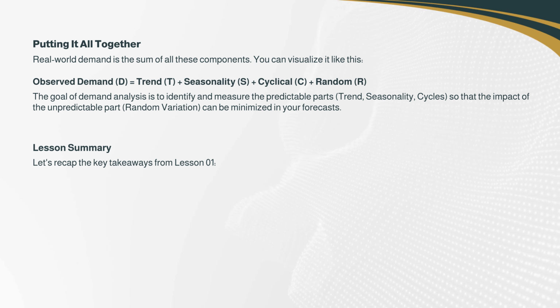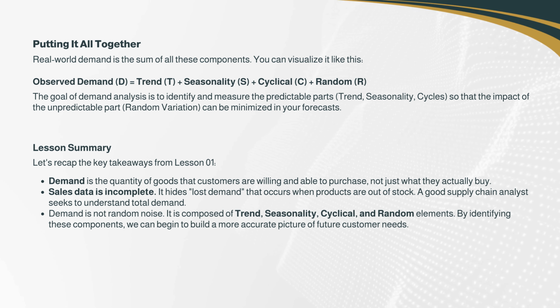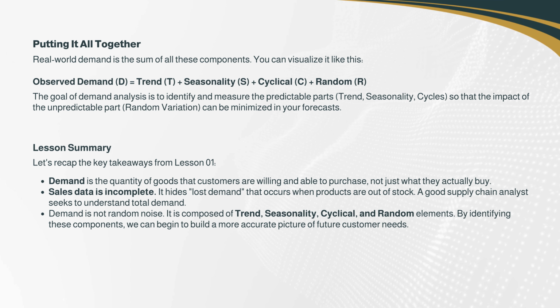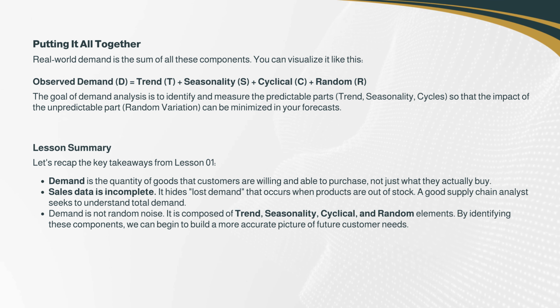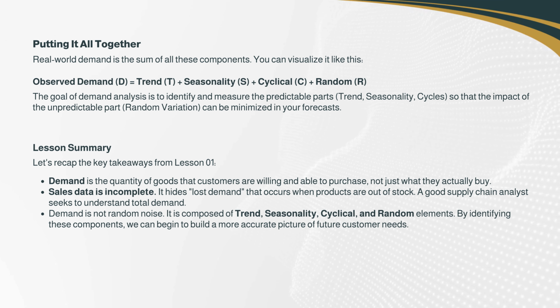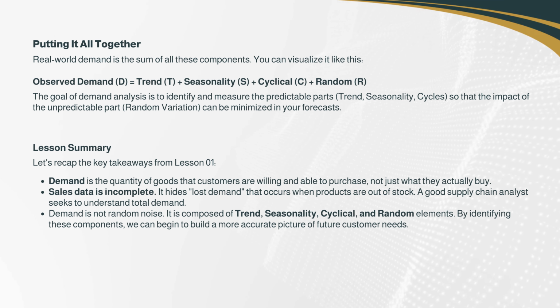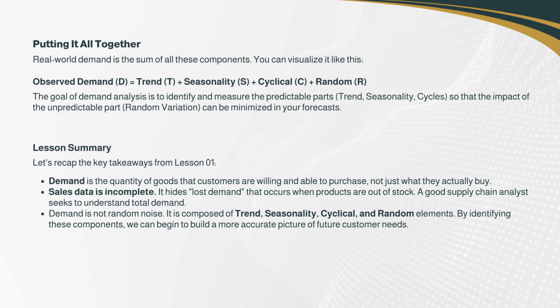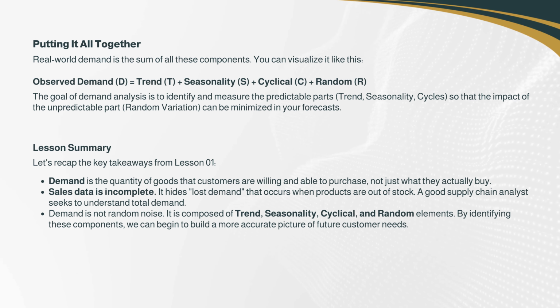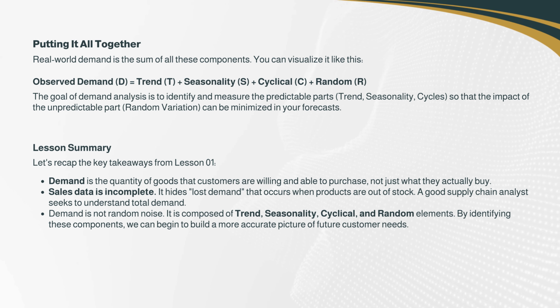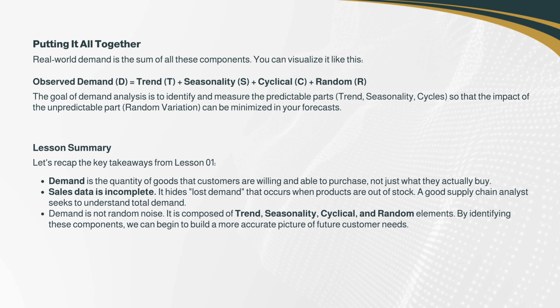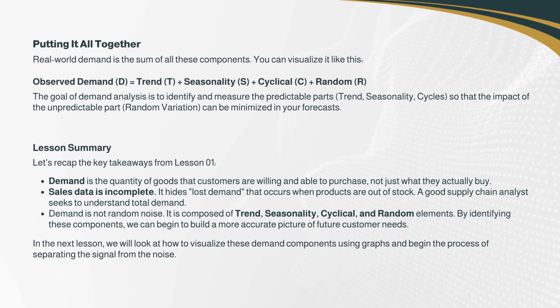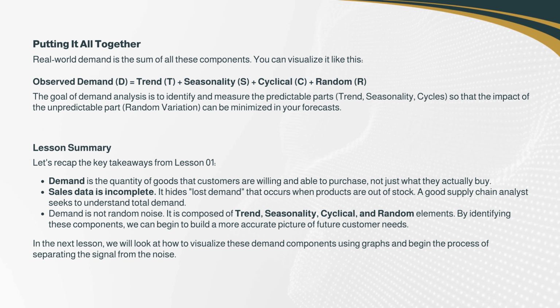Lesson summary. Let's recap the key takeaways from Lesson 01. Demand is the quantity of goods that customers are willing and able to purchase, not just what they actually buy. Sales data is incomplete. It hides lost demand that occurs when products are out of stock. A good supply chain analyst seeks to understand total demand. Demand is not random noise. It is composed of trend, seasonality, cyclical, and random elements. By identifying these components, we can begin to build a more accurate picture of future customer needs. In the next lesson, we will look at how to visualize these demand components using graphs and begin the process of separating the signal from the noise.